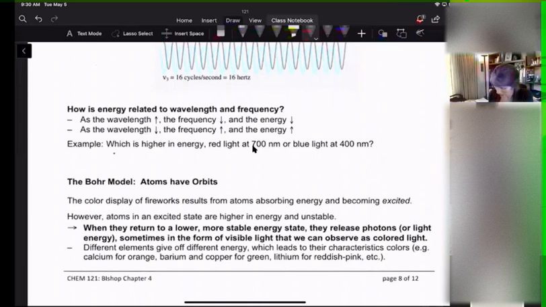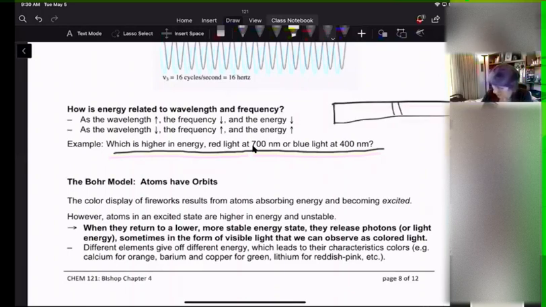Which is higher in energy, red or blue light? So we have to remember, do you remember our spectrum? And in the middle we had our visible. So maybe we had red, and on this side, and it went to orange, yellow, green, blue, violet. So which side is high energy and which side is low energy? So this side is low.